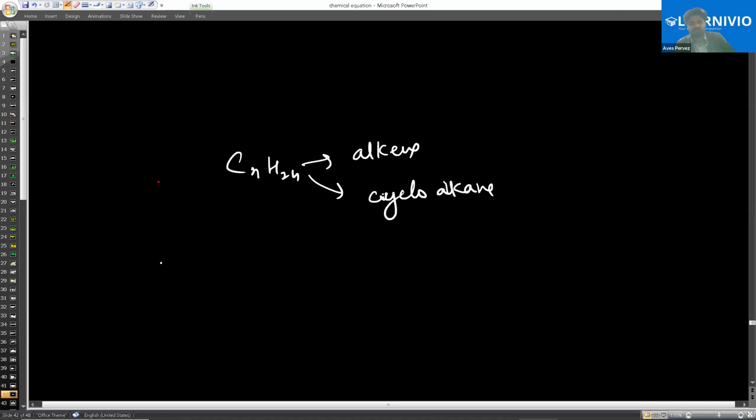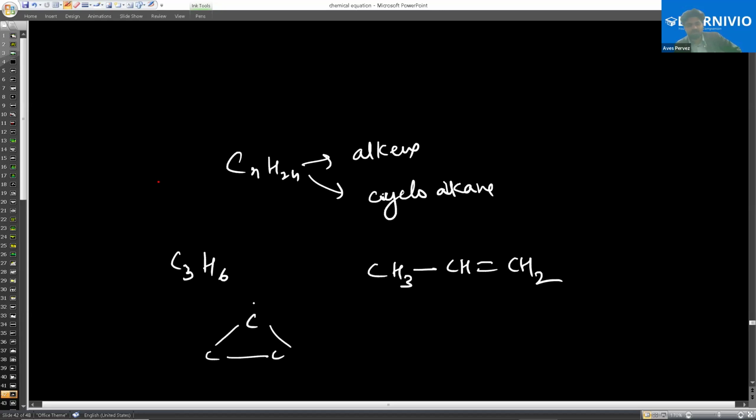Like for example, C3H6. If you write it as CH3, then CH double bond CH2, that is C3H6. And you can also write it as an alkane, with 2 hydrogen here, 2 hydrogen with this one and 2 hydrogen with this one. This is cyclopropane. The other is only propene.